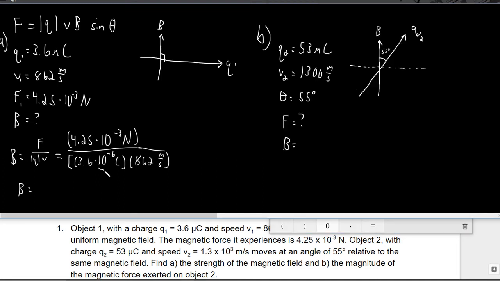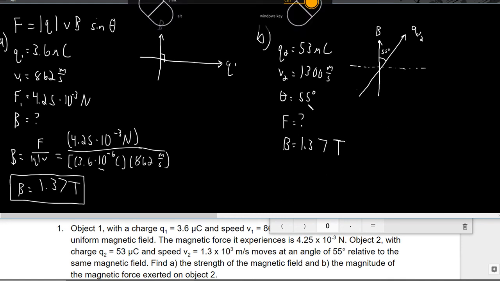I don't care too much about sig figs for the most part. So I've got 1.37. Magnetic field strength is still in Teslas. Okay, so that's the answer to part A. That's the magnetic field. So I can come over here and pop that number over here in the B part. Got a little bit distracted there. All right, make that a T.